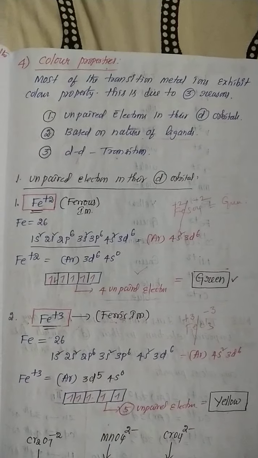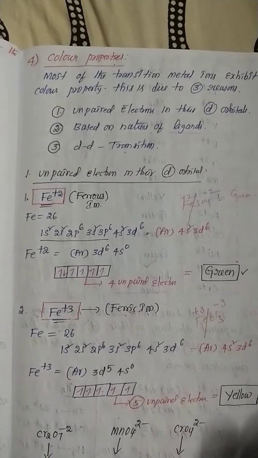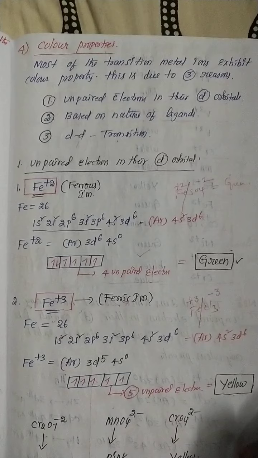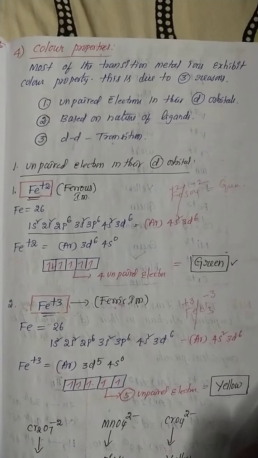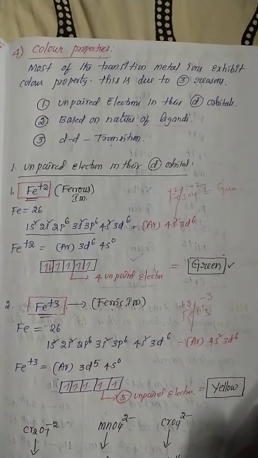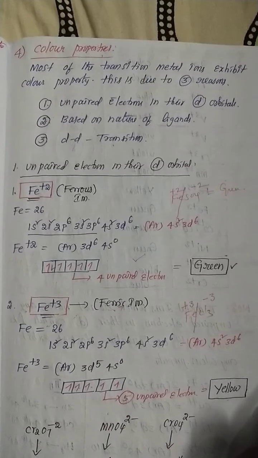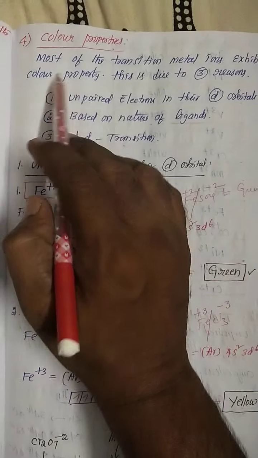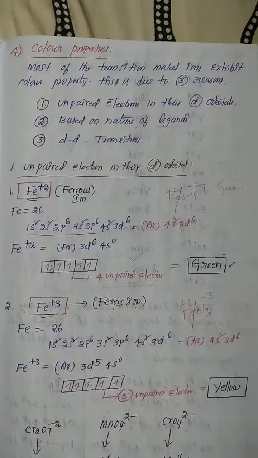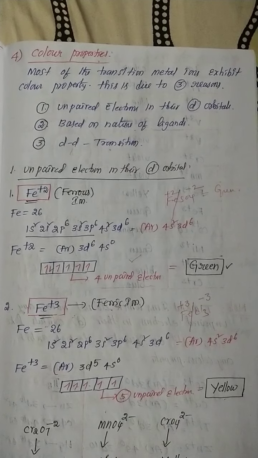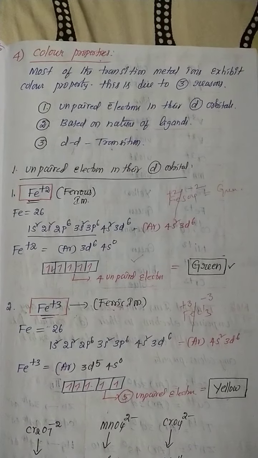Morning students. Already in my previous session I completed three major properties of the d block elements. Now we are going to start another important property, that is called color property. Actually, my dear students, most of the transitional metal ions exhibit color property.